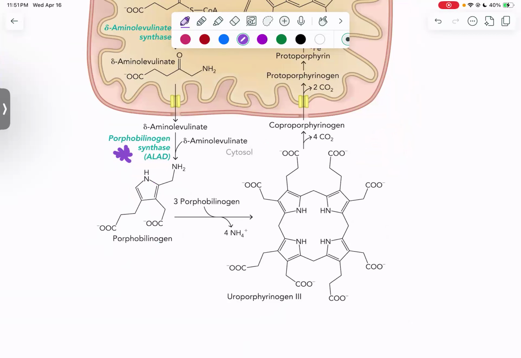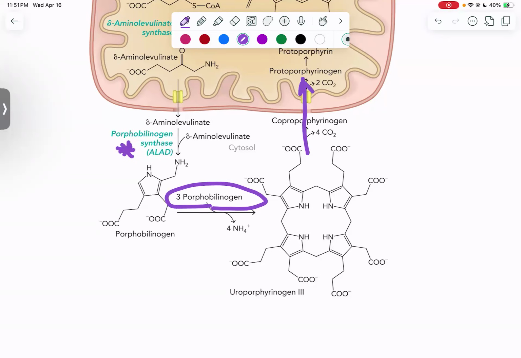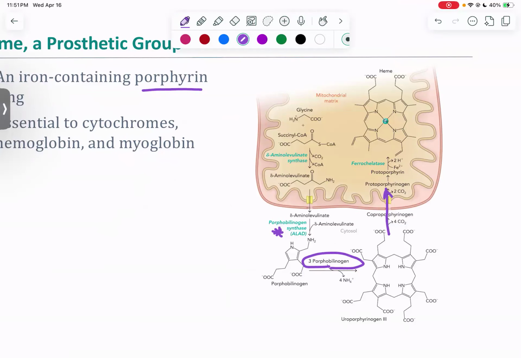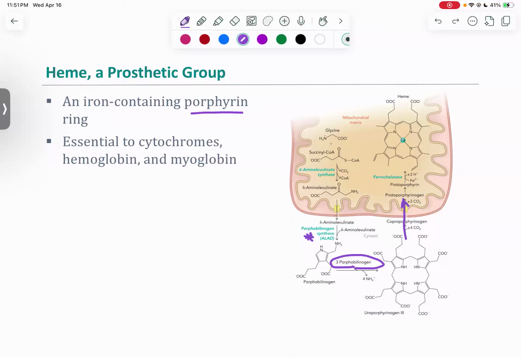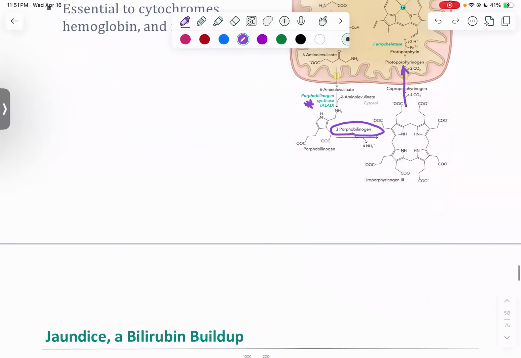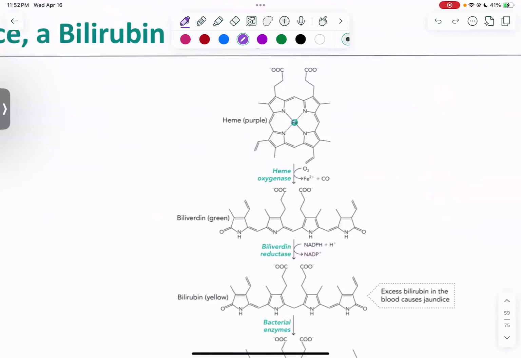And so we make one ring, which is like a quarter of your porphyrin. And so you have porphobilinogen. That's your precursor molecule. And then you have to combine three of them together to get the fourth, and then to get four together. And then we ship that back into our mitochondria, where we can add our iron to it. And now we have a complete heme unit. You don't have to memorize this pathway at all. I just want you to know that heme is derived from amino acids, and what it's essential for.